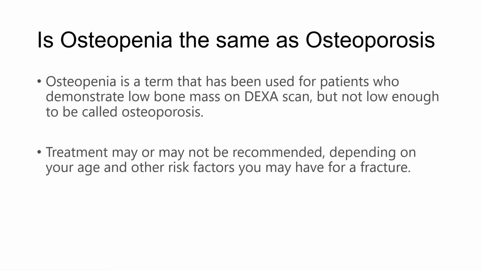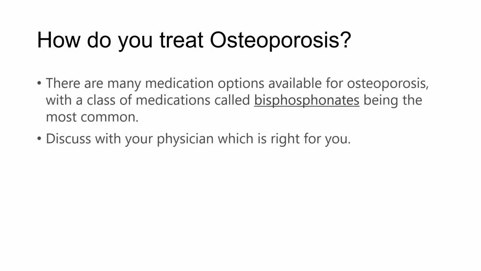Sometimes you may hear the term used osteopenia. Is this the same as osteoporosis? Osteopenia is a term that has been used for patients who demonstrate low bone mass on a DEXA scan, but not quite low enough to be called osteoporosis. For osteopenia, treatment may, but may not be recommended, depending on age and other risk factors you have for a fracture. How do you treat osteoporosis?